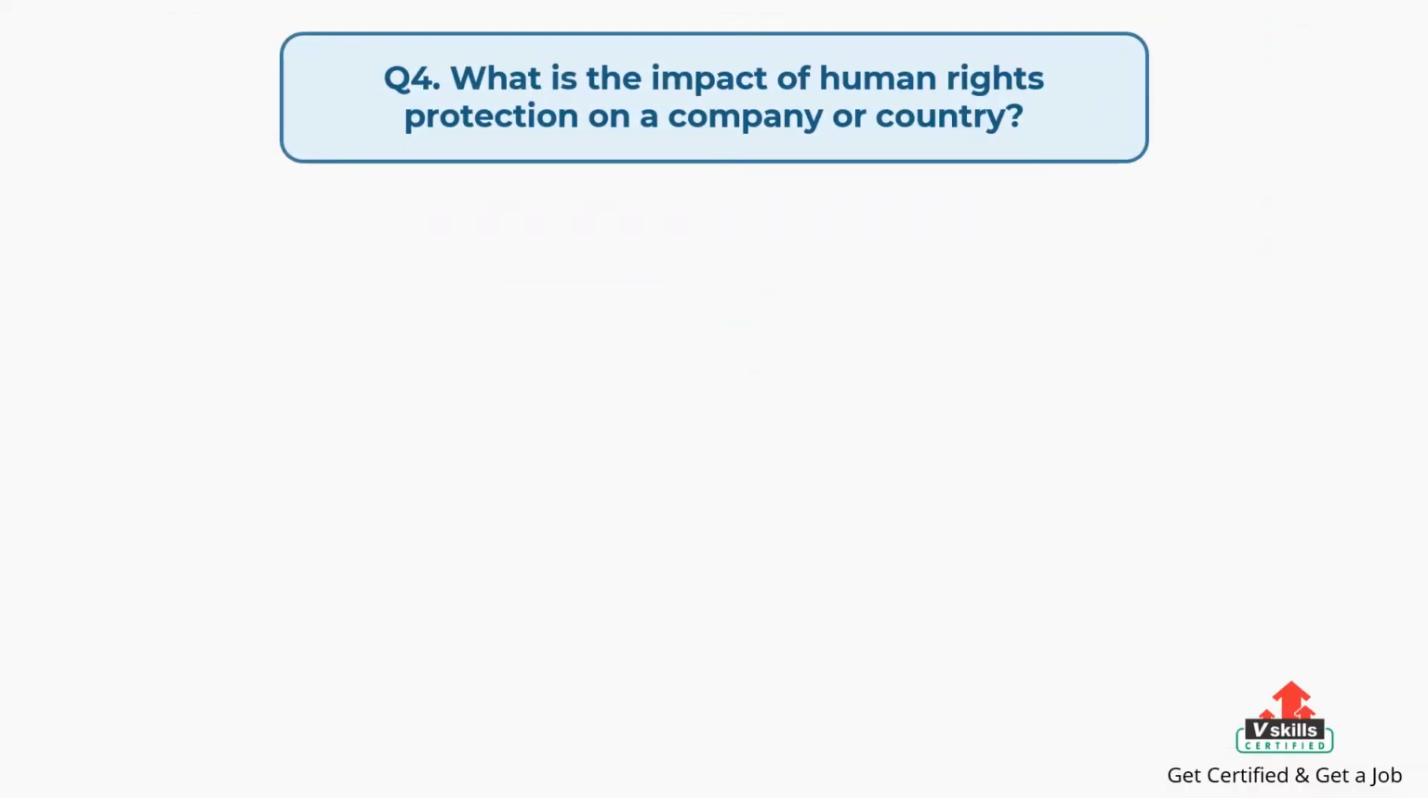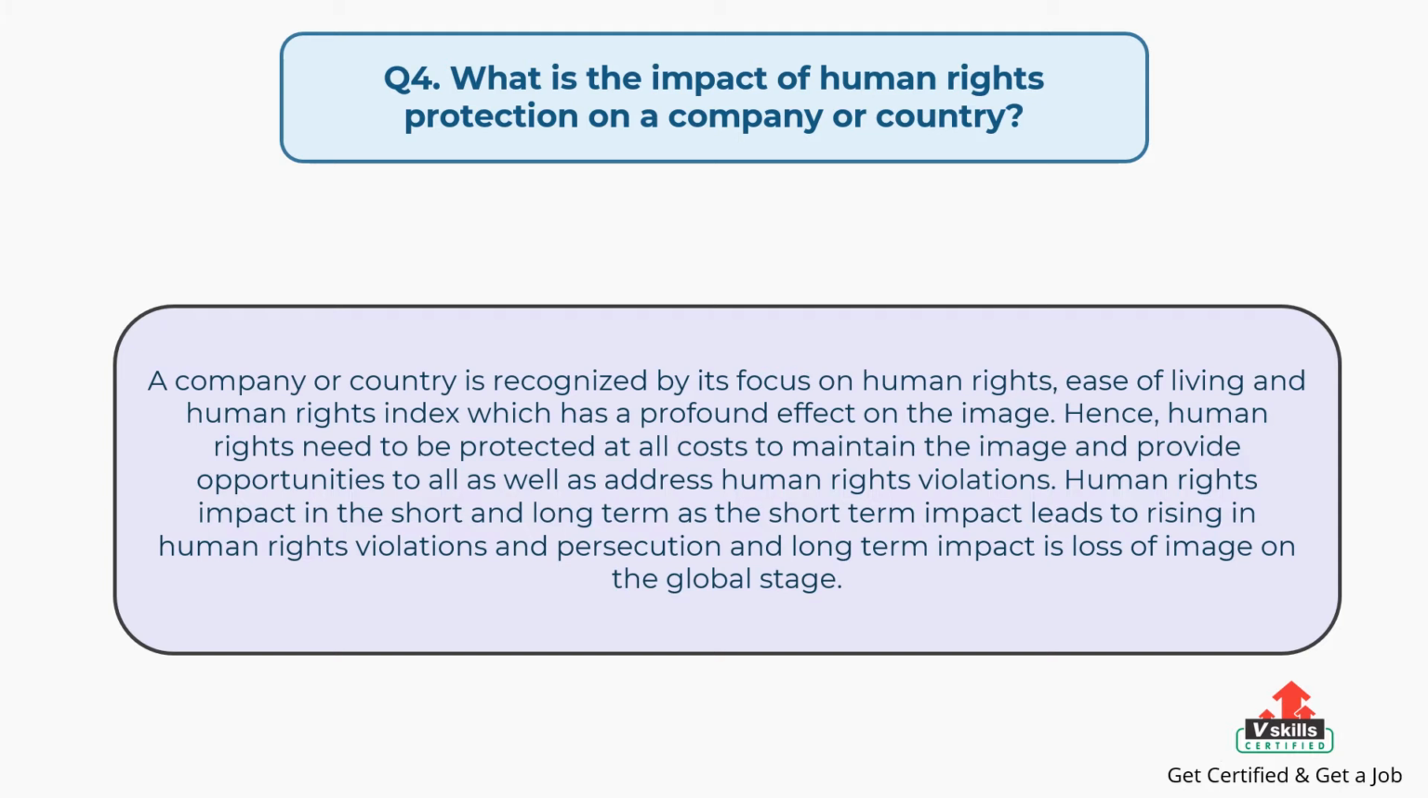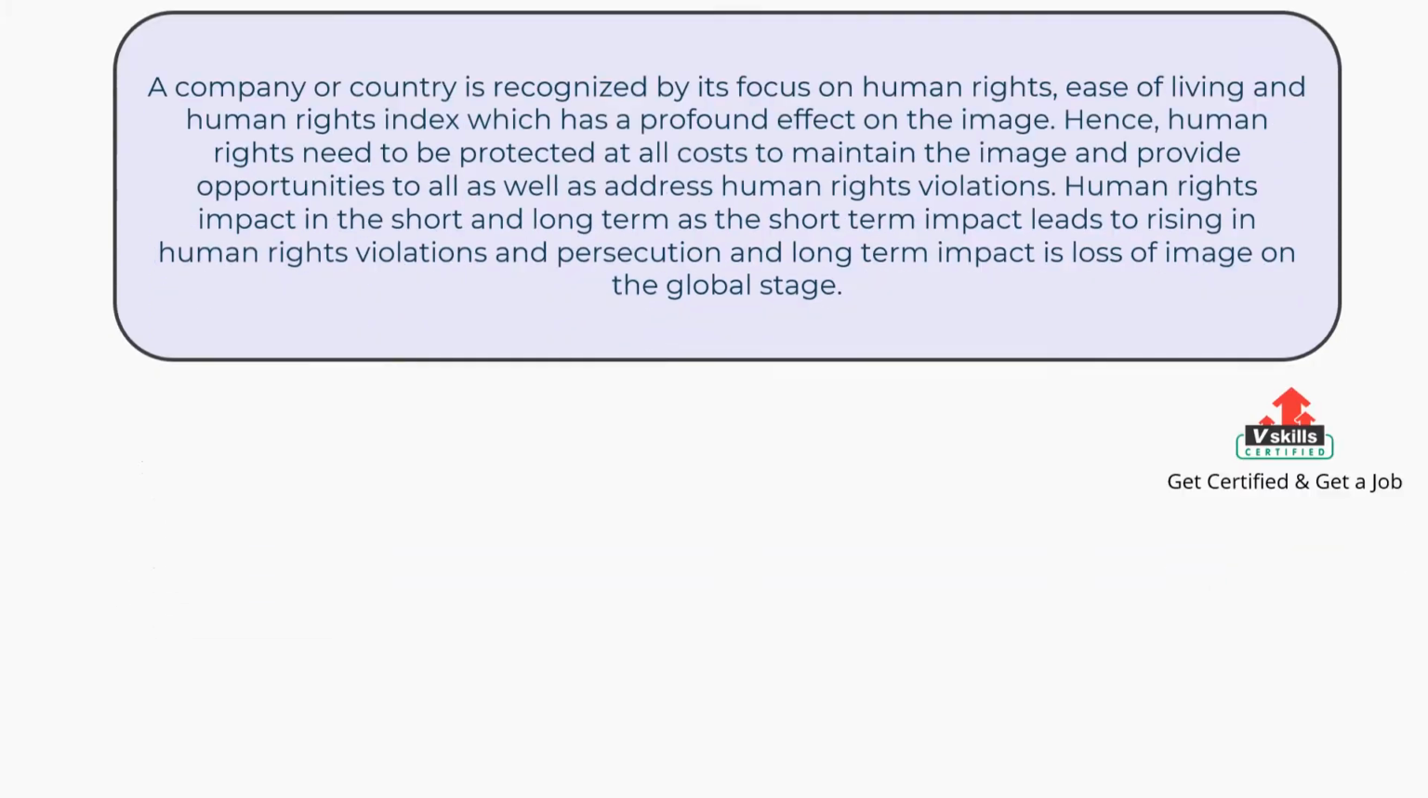Question number 4. What is the impact of human rights protection on a company or country? The answer is: a company or country is recognized by its focus on human rights, ease of living and human rights index, which has a profound effect on the image. Hence, human rights need to be protected at all costs to maintain the image and provide opportunities to all, as well as address human rights violations. Human rights impact in the short and long term is: the short-term impact leads to a rise in human rights violations and persecution, and the long-term impact is loss of image on the global stage.